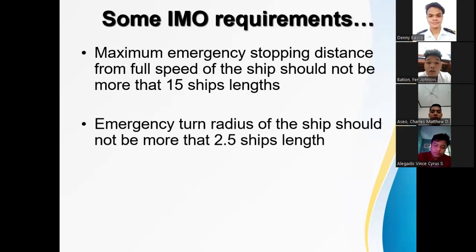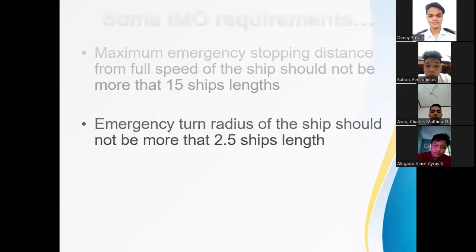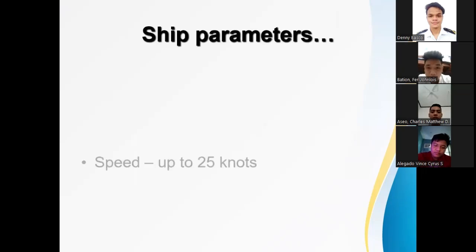Some IMO requirements. Maximum emergency stopping distance from full speed of the ship should not be more than 15 ship lengths. Emergency turn radius of the ship should not be more than 2.5 ship lengths. Next slide, please.